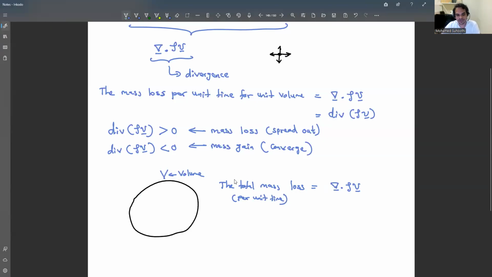Now if I want to calculate for the entire volume, I have to integrate, right? This is the volume integral. If I want to convert into Cartesian coordinates, it will be a triple integration, dV. So this is the volume, capital V.